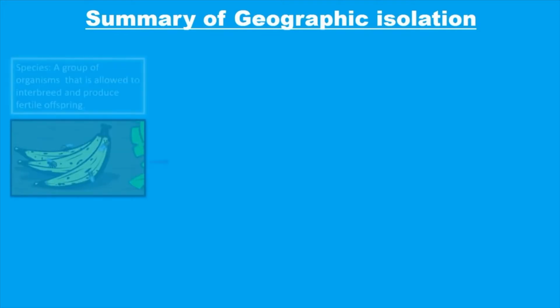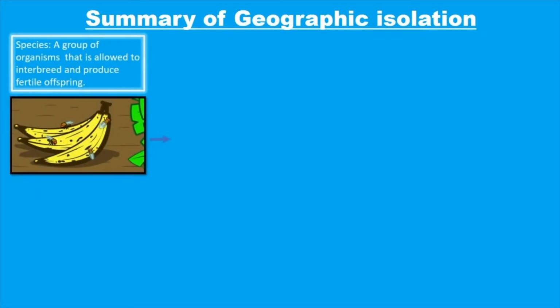So let's have a look at geographic isolation. In the question, they asked us what is a biological species. A species is a group of organisms that is allowed to interbreed and produce fertile offspring. So in order for them to be categorized as a species, you need to produce fertile offspring. For example, if we take the horse and a donkey, they can interbreed with one another, but they produce an offspring that's infertile, and we know that as a mule.